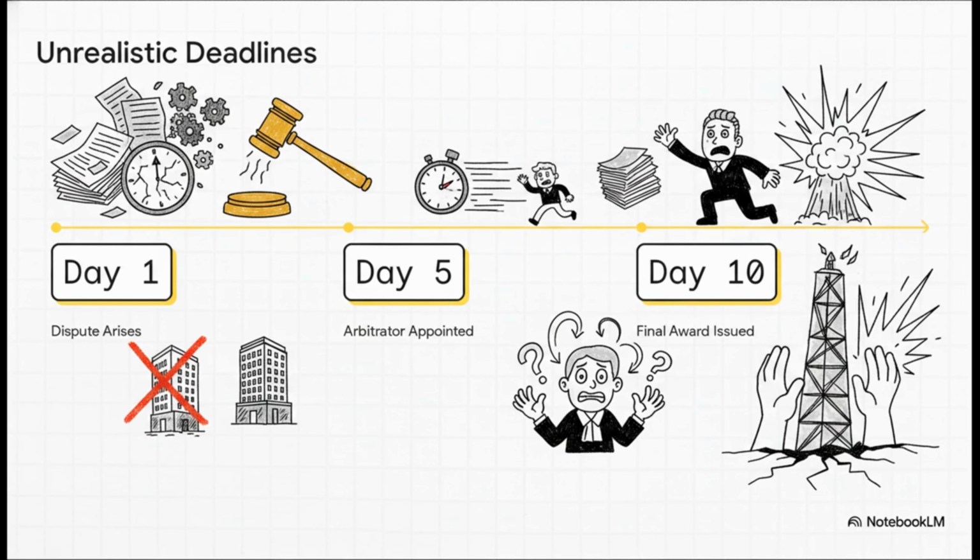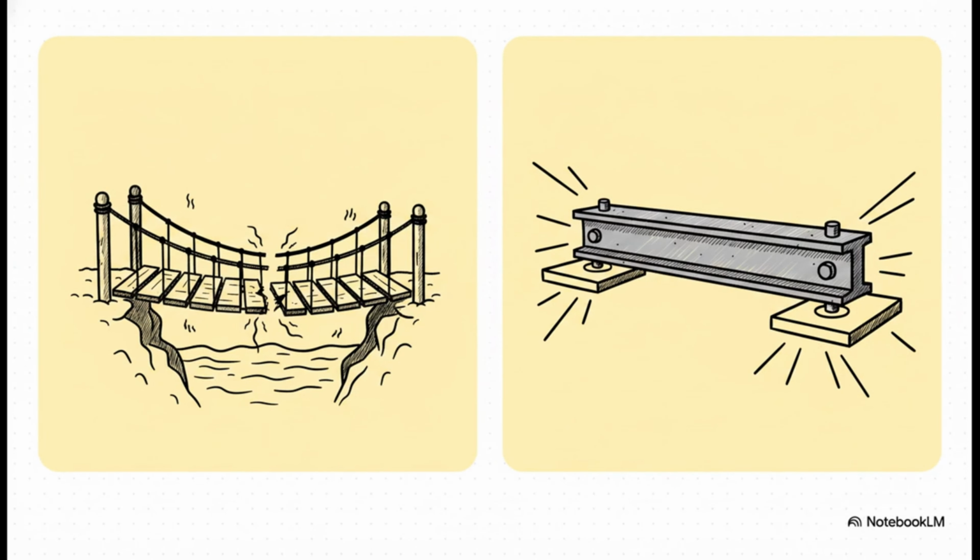Pitfall 2 is establishing impossible, pie-in-the-sky deadlines, like setting a rigid rule that a final award must be issued in 10 days for a complex, multi-million-dollar construction dispute. I mean, there is just no way. That practically guarantees procedural unfairness. The tribunal will be forced to rush and cut corners, and a rushed award is incredibly vulnerable to being thrown out by the courts, because the losing party will absolutely argue they weren't given a reasonable, fair opportunity to present their case.